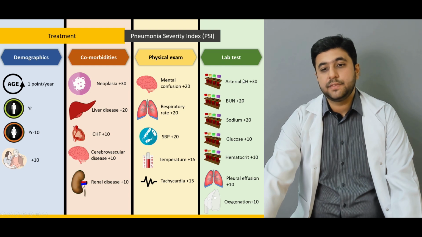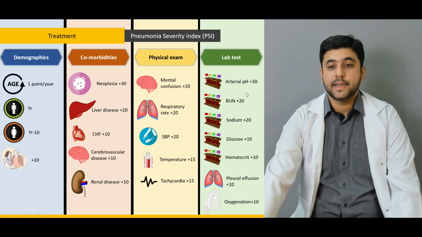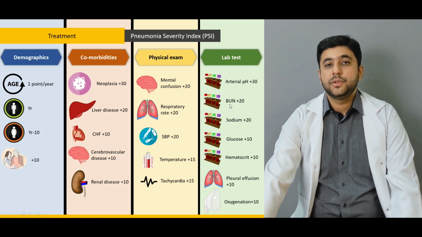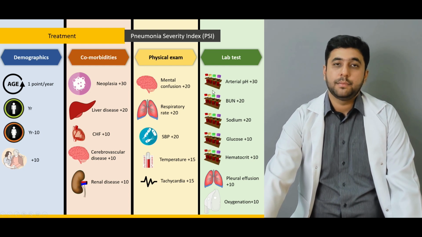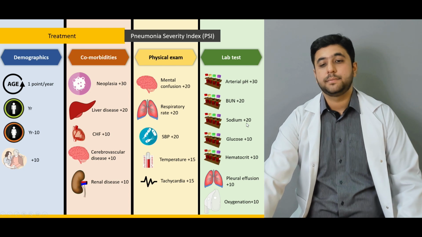For the lab tests, if the arterial pH is very low, less than 7.3, then he gets 30 points. If the blood urea nitrogen is very increased, more than 30, then he gets 20 points. If the sodium is low, less than 130 milliequivalents per liter, then there are plus 20 points.